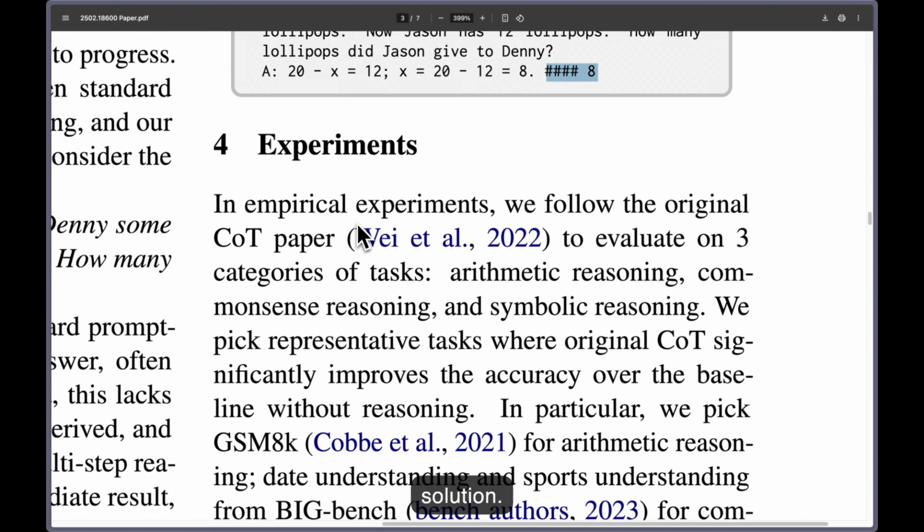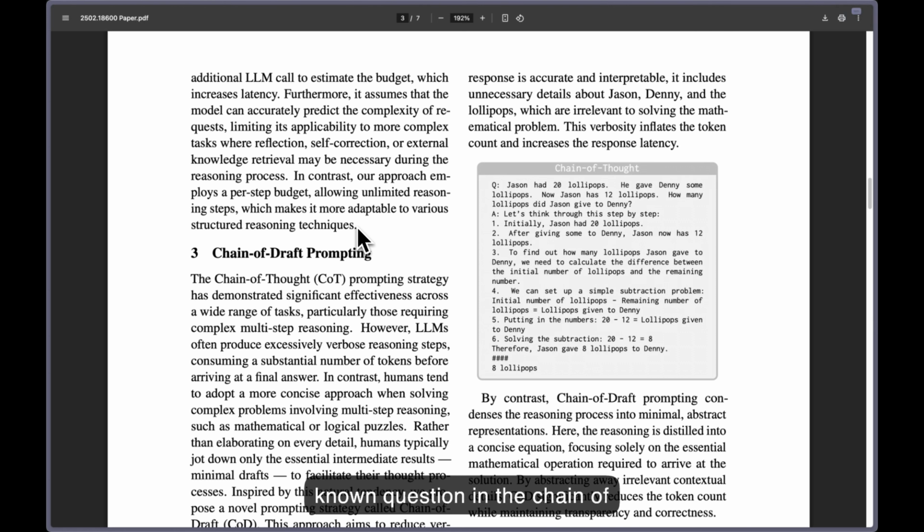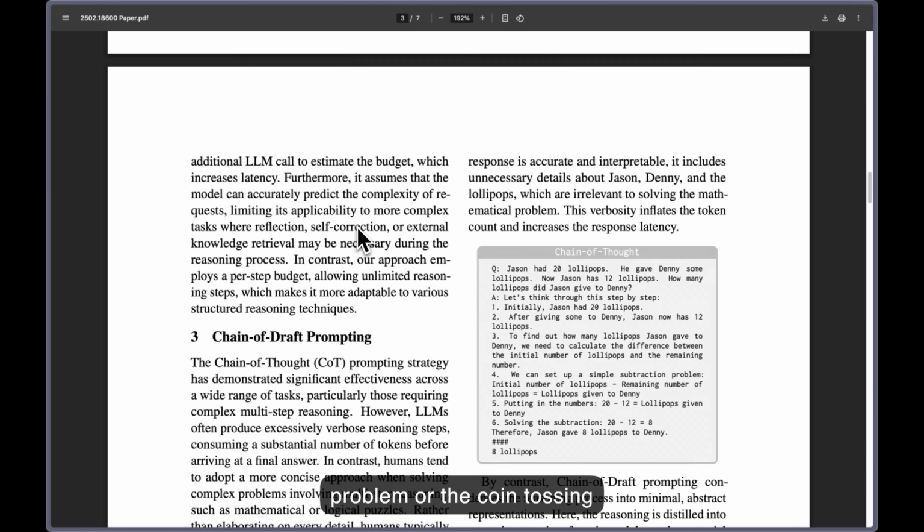Now, a very well-known question in the chain of thought world is the mathematical problem, or the coin tossing problem. So let's see how they address that over here.